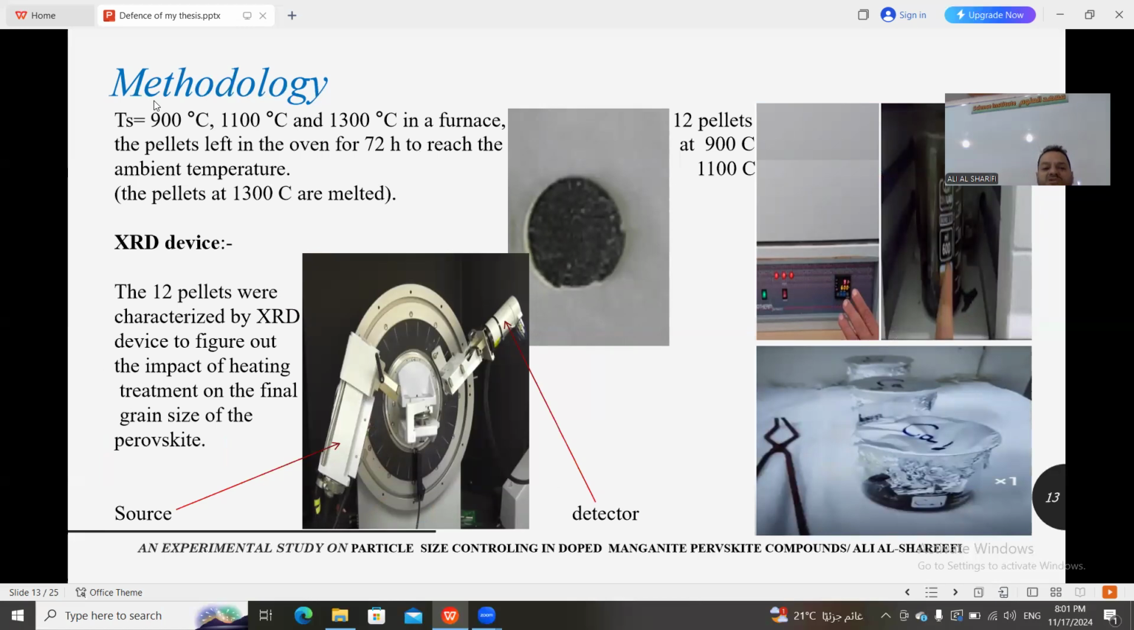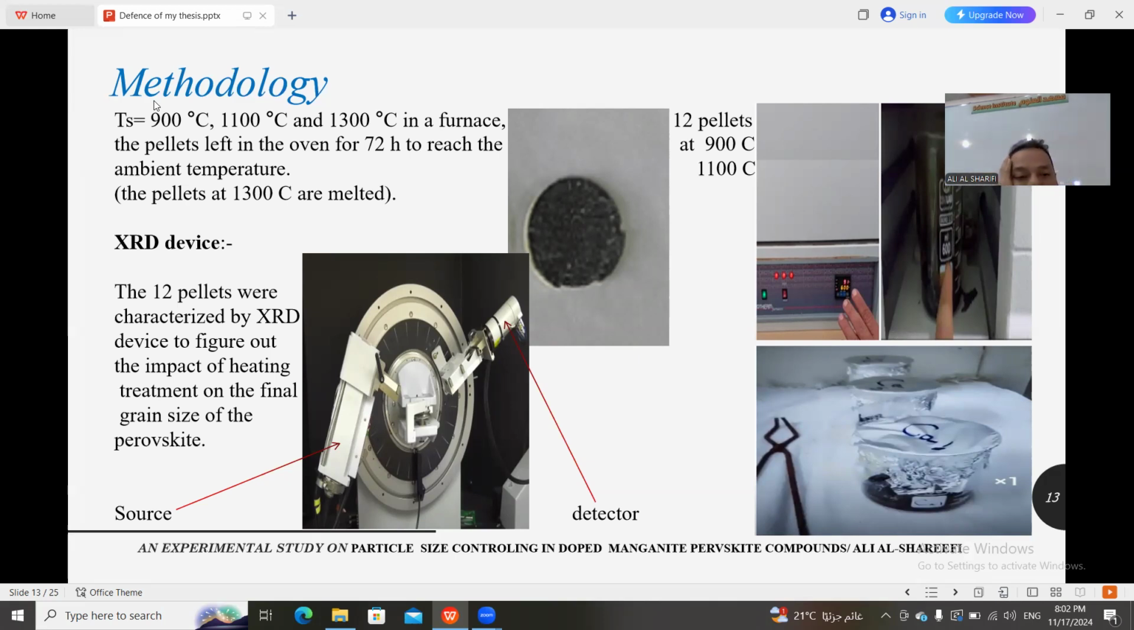Like I said before, I use 3 different sintering temperatures, 900, 1100, and 1300, in the process. All these pellets with different molar ratios will be inside the furnace at these 3 different temperatures. I have just 12 pellets at 900 and 1100 because at 1300 my pellets melted, because any solid structure has a melting temperature. That means I increased it, I passed it.